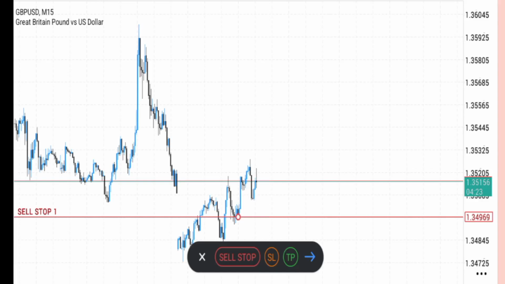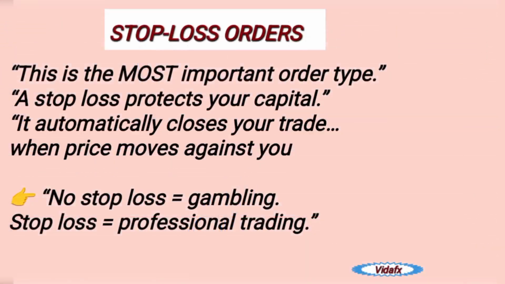And mostly breakout traders, break and retest traders, they use this kind of orders a lot. Now, this is the most important kind of order. It is called a stop loss order. See, in anything you do, please understand what a stop loss order is. This is the most important order type.